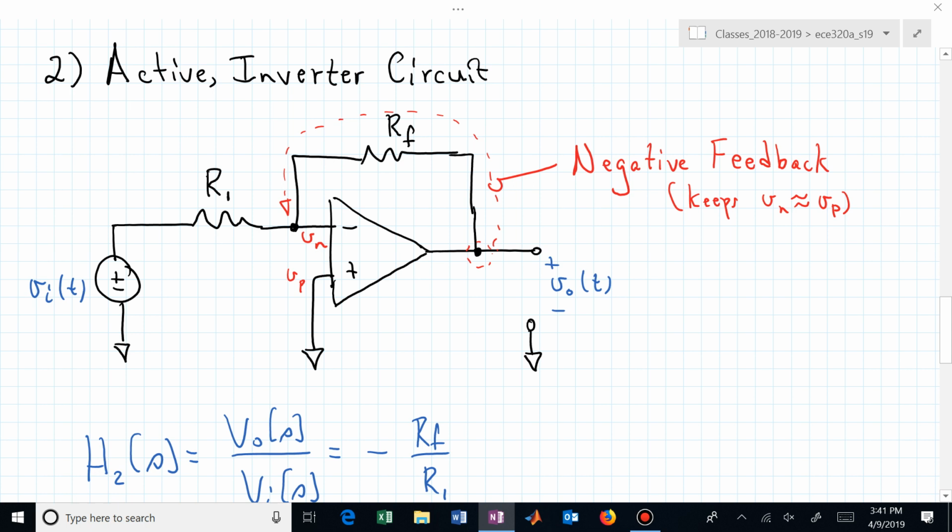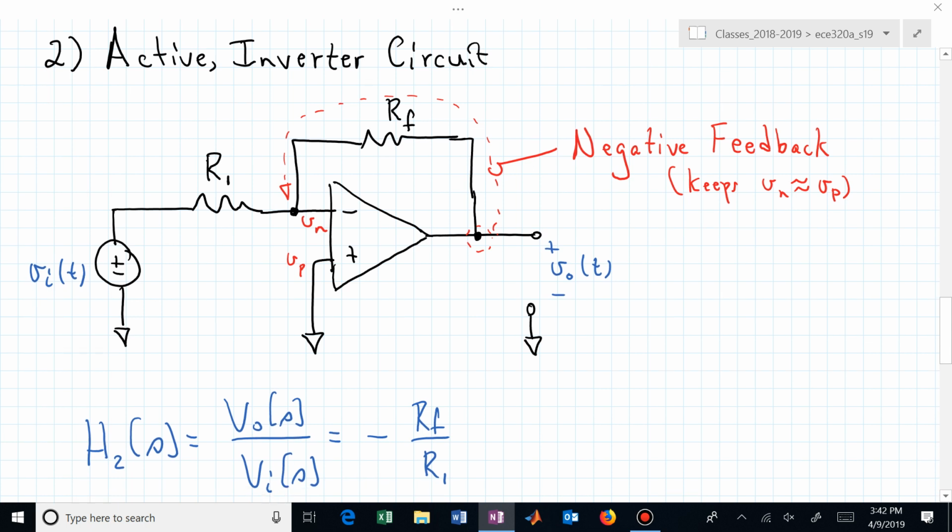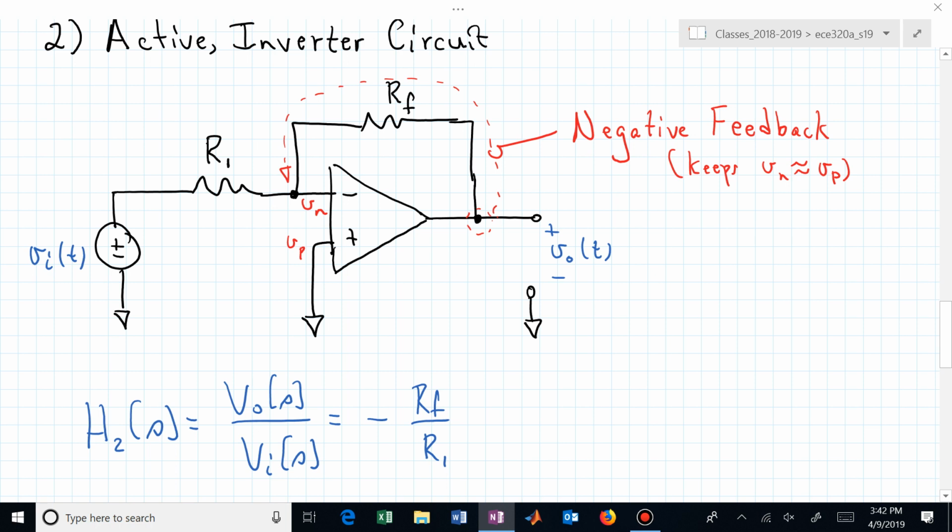or how the input is affecting the output. Negative feedback allows us now to essentially assume, if we're in linear operation, these two pins at the inputs of your op amp are effectively at the same value. They're virtually shorted. You have V sub P, I'm saying P for positive input terminal, and N for negative or inverting terminal. Those two voltages are effectively equal when we have this negative feedback configuration. And from this diagram, we obtain this transfer function.